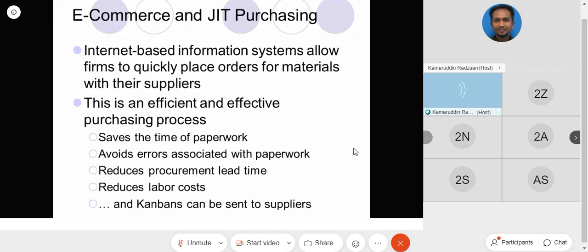Internet-based information systems allow firms to quickly place orders for material with their suppliers, and this makes the purchasing process efficient and effective. It saves the time of paperwork, avoids errors associated with the paperwork, reduces procurement lead time and labor cost, and reduces the use of the Kanban. The Kanban can be sent to the supplier with clear information from the manufacturer.